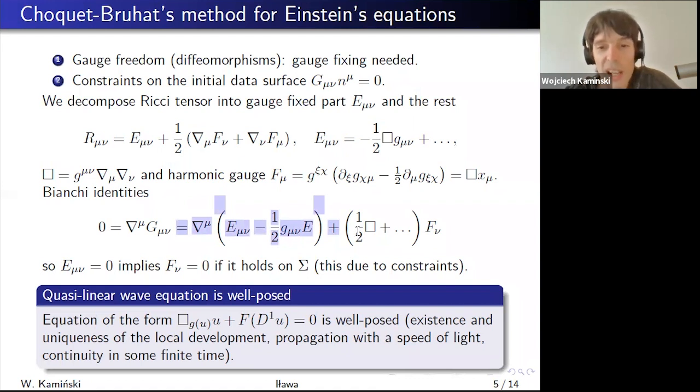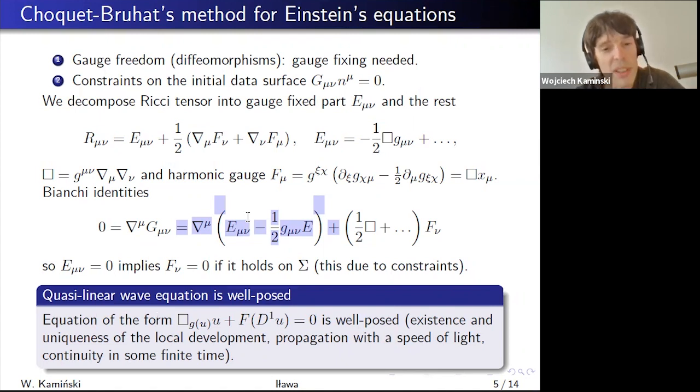Bianchi identities are always satisfied, but if E is zero, so this equation here, then it turns out that they give us also some linear wave equation for F. So if F vanishes on the initial surface, then it vanishes everywhere. And if F vanishes, then R, the Ricci tensor, is zero. And then it turns out that if we impose this gauge on this initial surface and the constraints are satisfied, then it's exactly this initial data for F, and we can apply this method, okay?